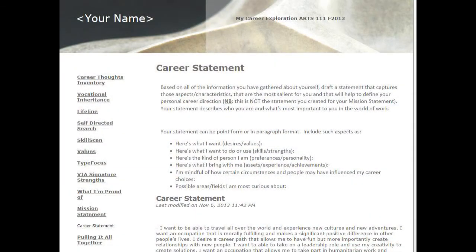I also have two activities that get them to pull everything together. I know that I'm running out of time, right? So this is one of them. It says, based on all the information you've gathered, draft a statement that captures all these key salient things about you. They've looked at their values, their skills, the ones that they enjoy using, not just have, their preferences, their personality characteristics. It is an attempt to pull everything together and make sense out of it and use that as a compass to carry forward with their career decision making. So that's essentially what's in the ePortfolio and how I'm using it.